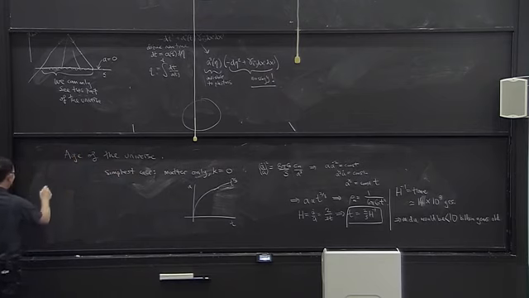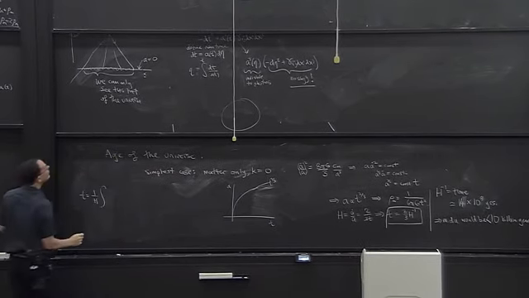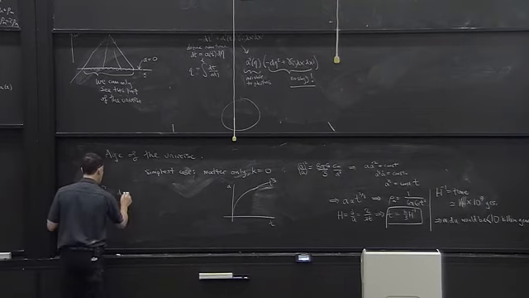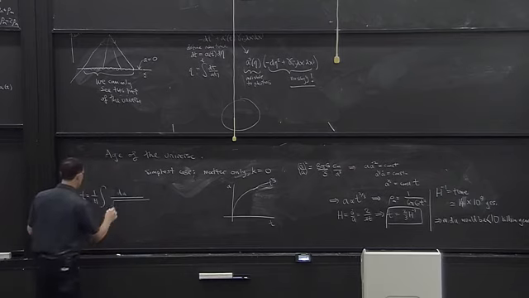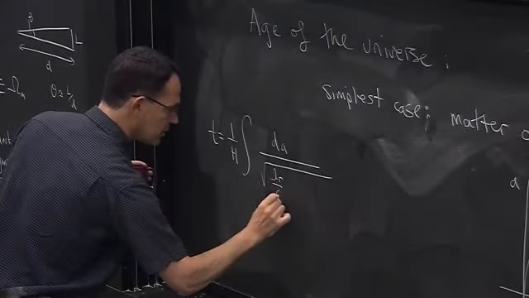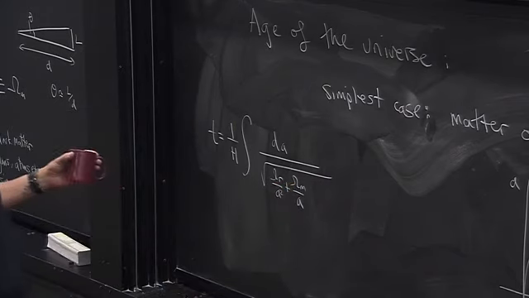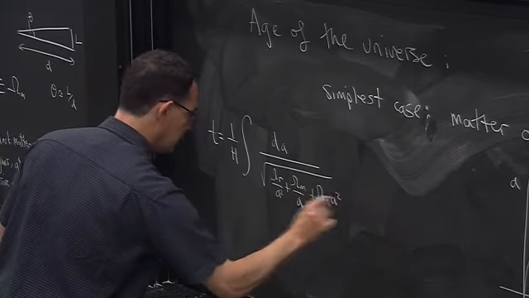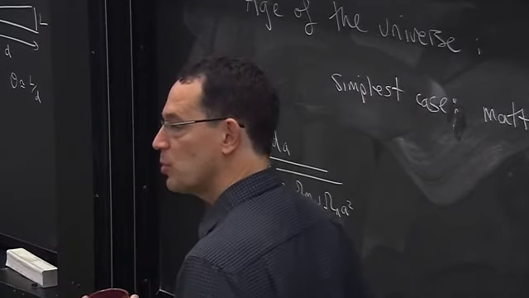So you're right. T equals 1 over H integral. Let's put in the radiation, right? So it would be dA over square root of omega radiation over a squared plus omega matter over a plus omega lambda a squared. Okay, so just put it in there.